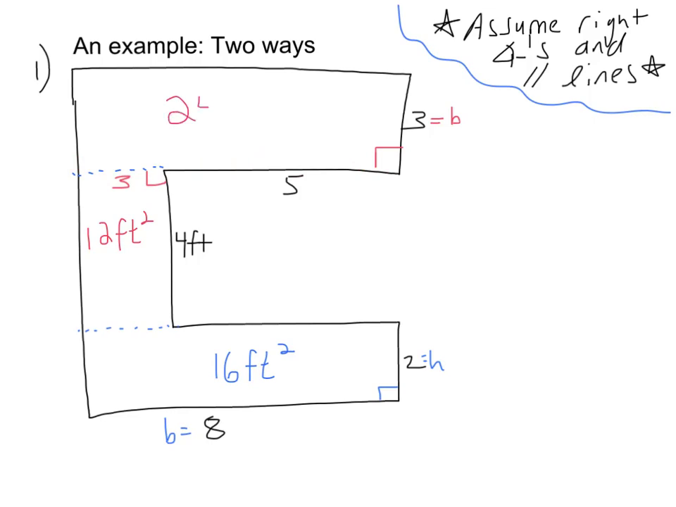This is 24 square feet in area. So the area of this figure is going to be 24 plus 12 plus 16. I'll do 24 and 16, that'll make 40, and 12 will make 52 square feet.